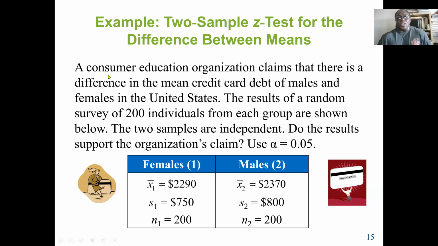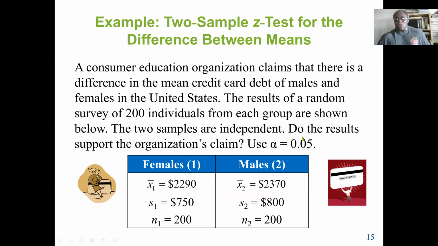Now let's look at our example here. Here they say a consumer education organization claims that there's a difference in the mean credit card debt of males and females. So this means we have two different populations, the male population and the female population. The result of the random survey of 200 individuals from each group are shown below. The two samples are independent. Well, here they already created for us, they are independent. Do the results support the organization's claim? Use alpha 0.05 as our significance level.